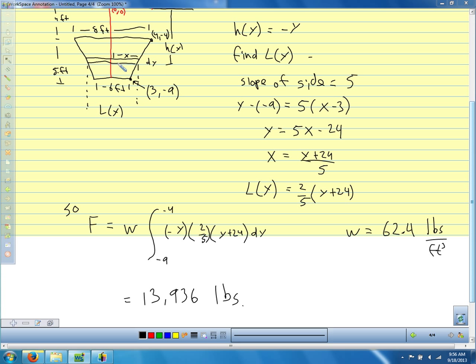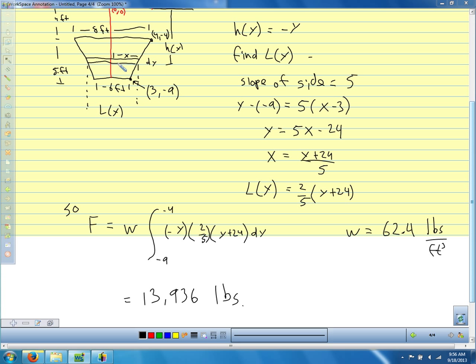So if you think about water in a window well, not as wide, not as deep, but still that's a lot of force on a glass window pane inside a window well. So a couple of things on fluid pressure, fluid force, that people often forget.